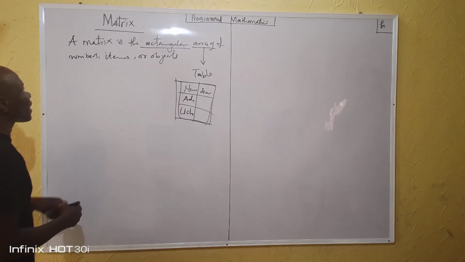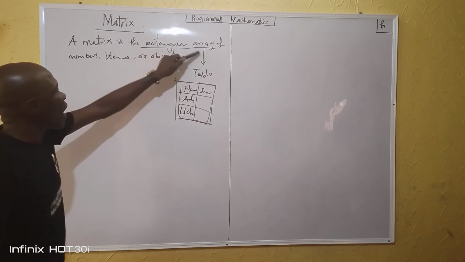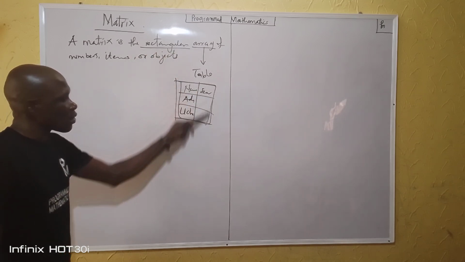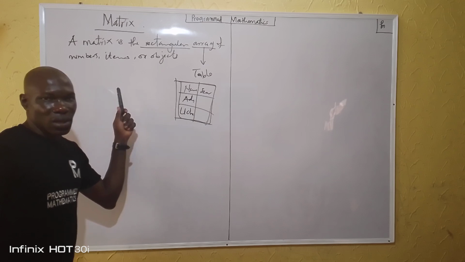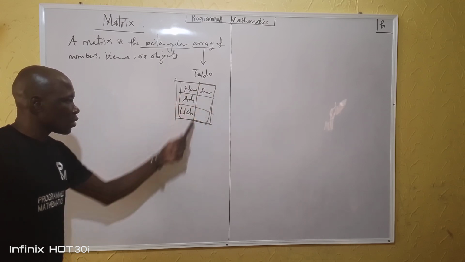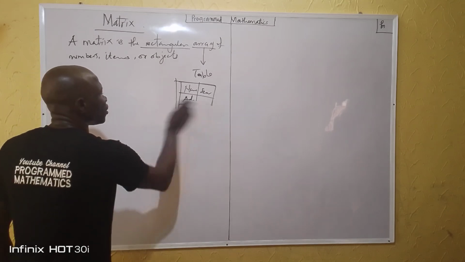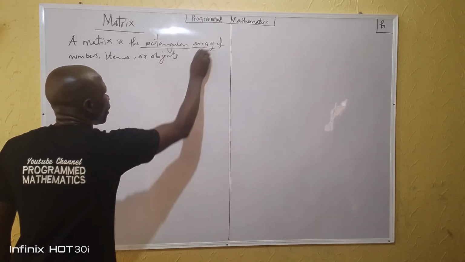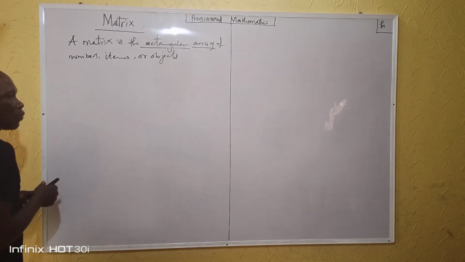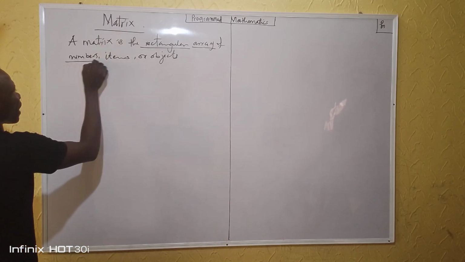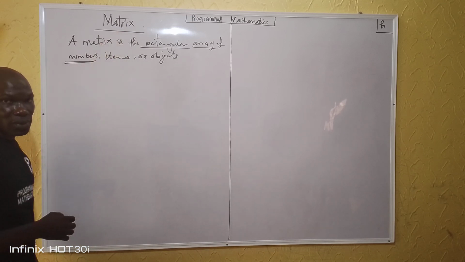So when we say that a matrix is a rectangular array of numbers, items, or objects, we are simply talking about the arrangement of those things in rows and in columns. But in mathematics, we may not necessarily deal with names, so we deal with numbers. And so when we focus on matrix here, we are basically working with numbers.